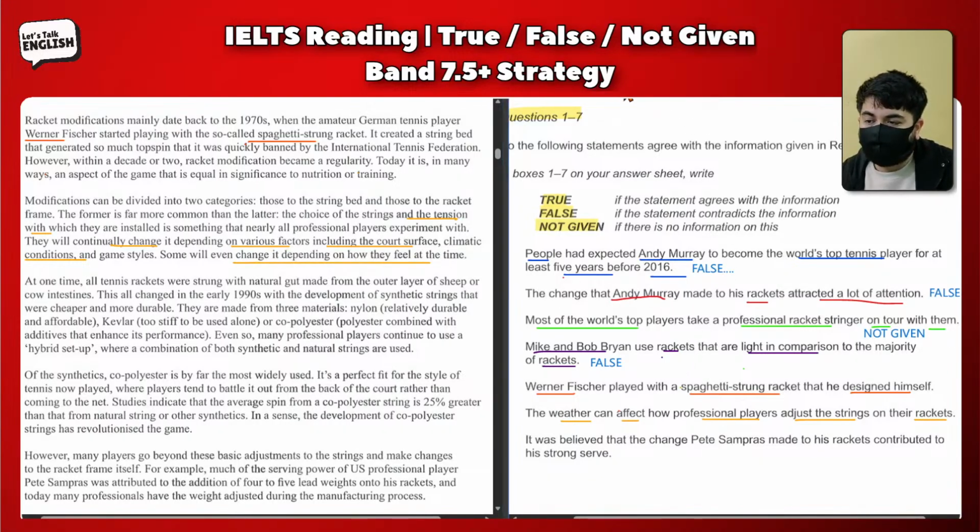First of all, it is given, right? And second, it is saying the same thing. So, this answer is 100% true, right? But what about question number 5?